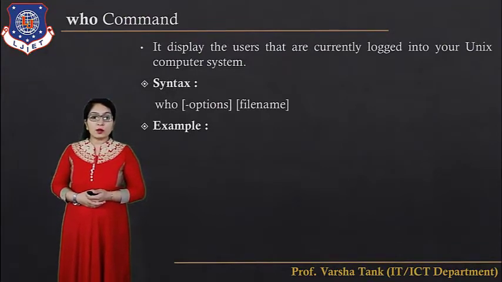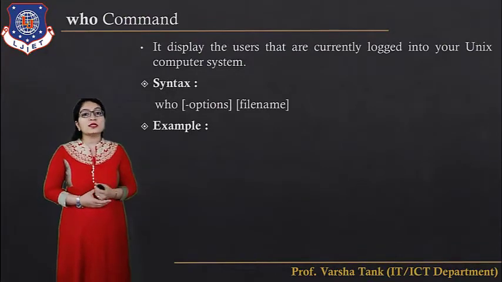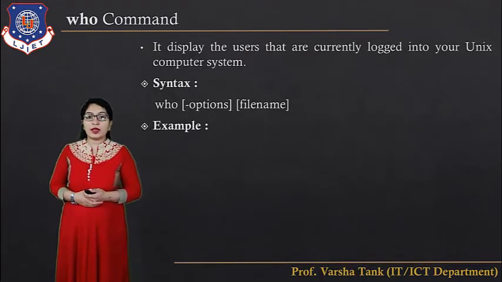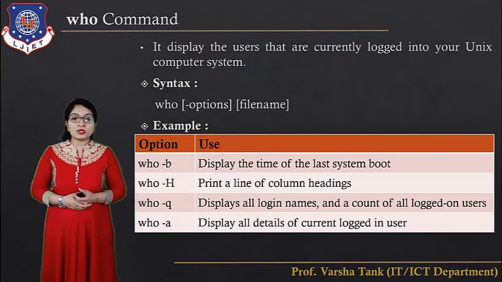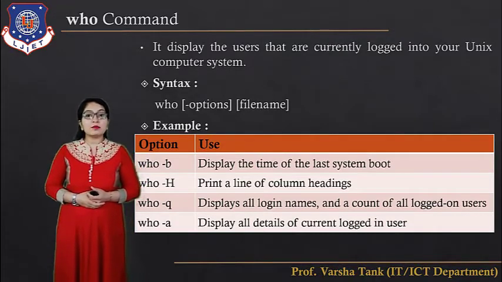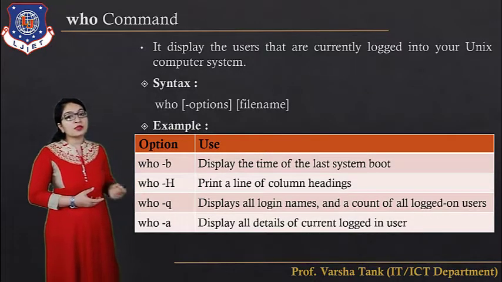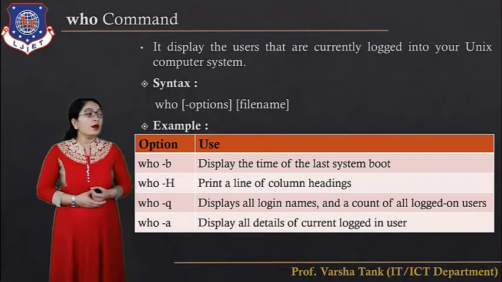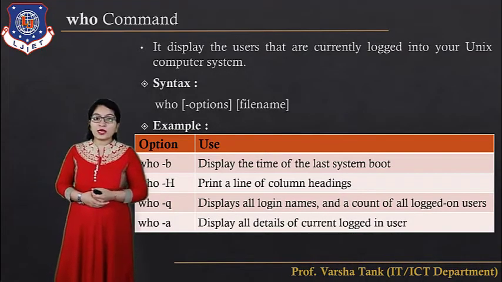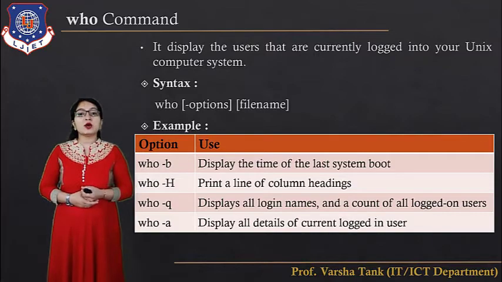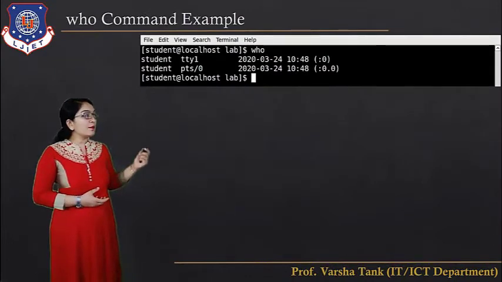Then the next one is the who command. The who command displays the users that are currently logged into your Unix operating system. And the syntax for that is who, options and file names. So here are some of the options for the who command. who -v displays the time of the last system boot. who -H will display the print line of the column heading. who -q displays the login names and the count of all logged on users. And who -a displays all the details of the current logged in users.